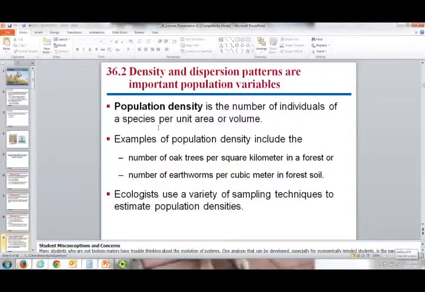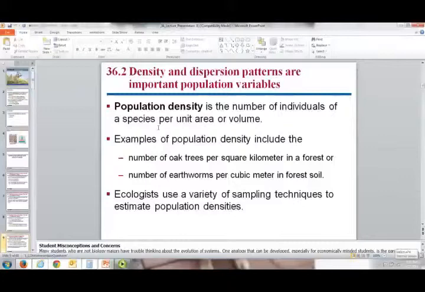Population density is the number of individuals of a species per unit area or volume. A couple of examples: the number of oak trees per square kilometer in the forest, and the number of earthworms per cubic meter in forest soil. In one of the virtual labs that you're going to be doing, you're going to be looking at the population of flowers in an area and measuring that using random sampling.